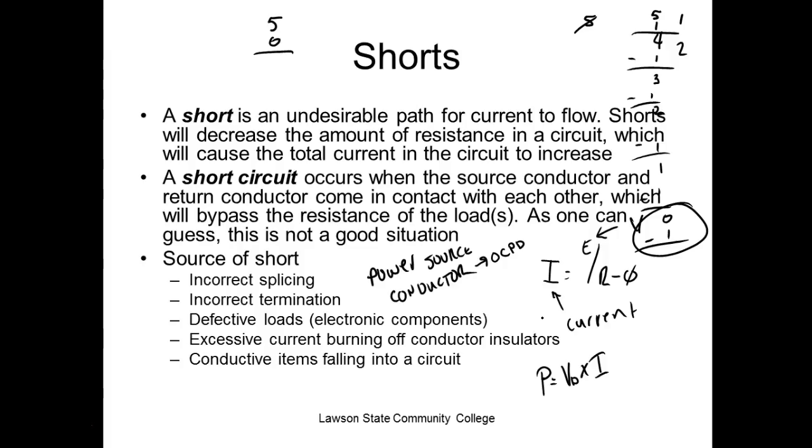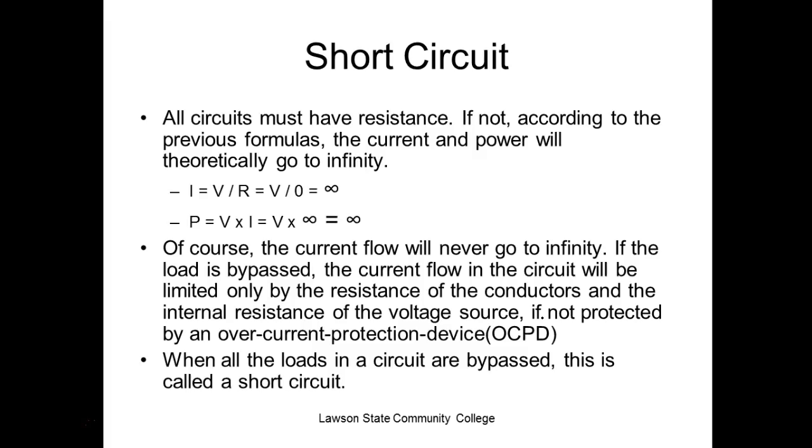Summary, and this is where we're at. All circuits must have resistance. If not, according to the previous formula, the current and power will theoretically go to infinity. I is equal to V over R, and V over 0 would be infinity. Power is equal to V times I, so that'd be V times infinity. So your power would probably go to infinity.